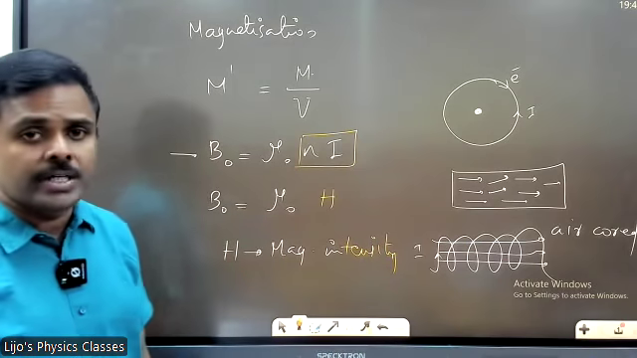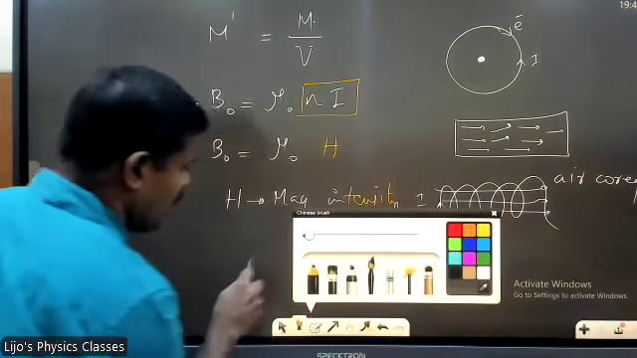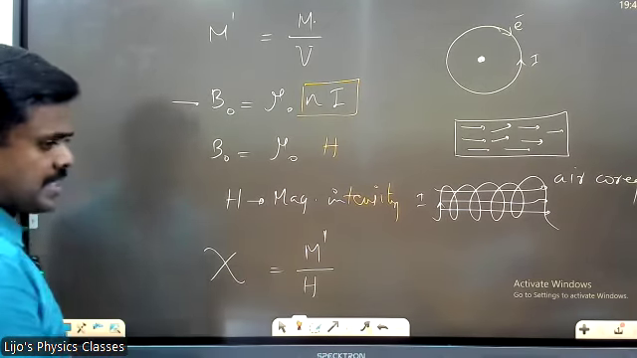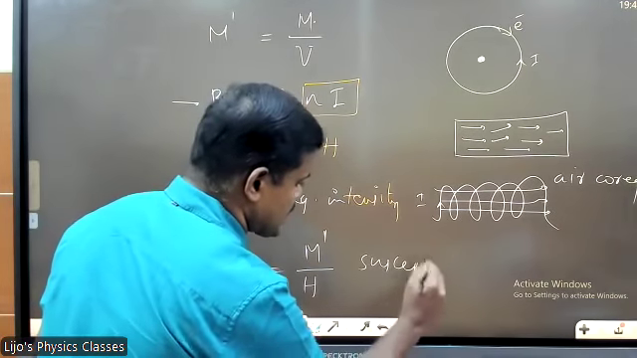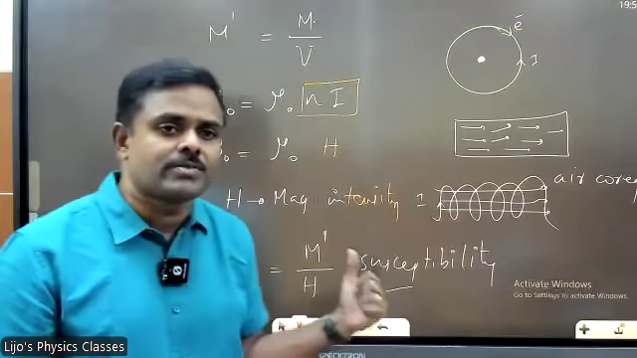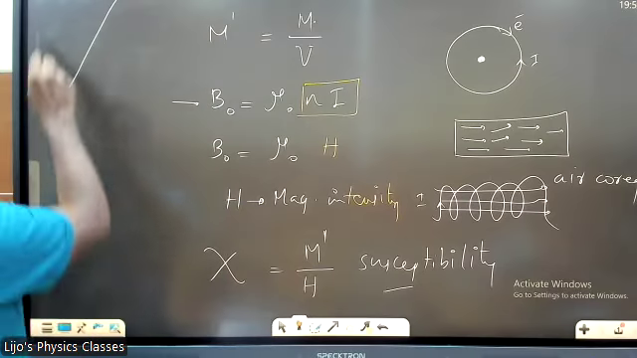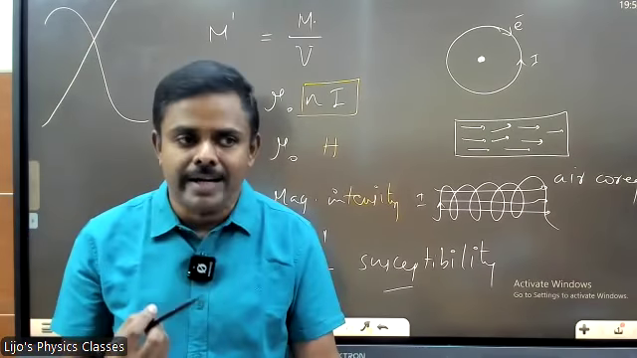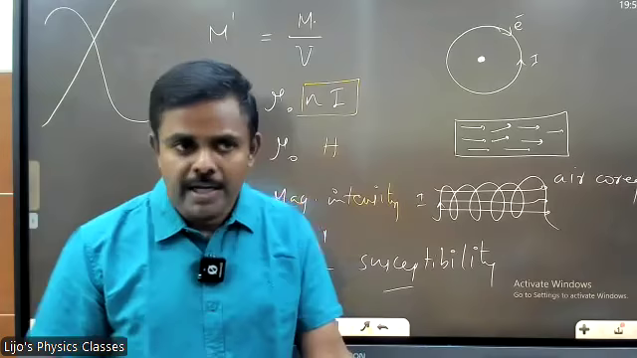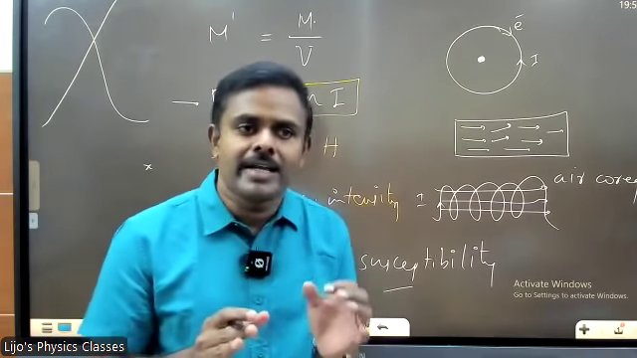Now, why should I define these two terms? Because I'm going to take the ratio of those two. The ratio of M to H is called chi, or magnetic susceptibility. Most of the portions in between are deleted, so it is difficult to understand, but I'll tell you in simple words. If the susceptibility is large, that means it is easily magnetizable. It tells you how fast a substance can be magnetized. If chi is small, that means it is very difficult to magnetize. So chi is susceptibility.